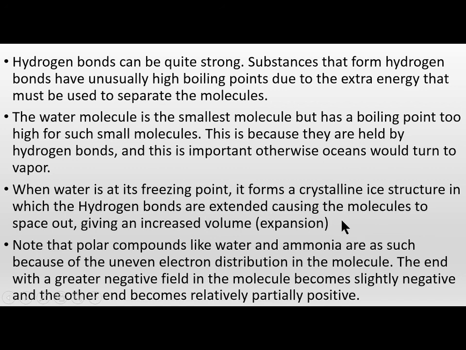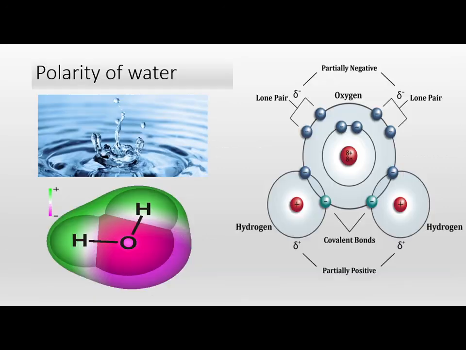Note that polar compounds like water and ammonia are as such because of the uneven electron distribution in the molecule. The end with the greater negative field in the molecule becomes slightly negative, and the other end becomes partially positive. Polarity of water, therefore, I think I've explained that already. That's the oxygen, high electron affinity. It attracts the electrons within the bonds more to itself, leaving the hydrogens partially positive, and making itself partially negative because of the heavy negative cloud around it. Therefore, that's water.